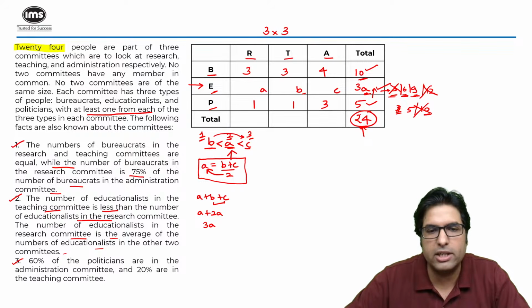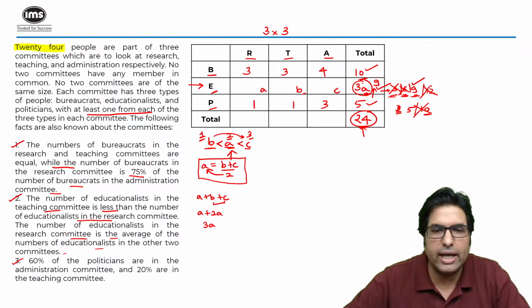So 24 minus 15, this 3a has to be equal to 9. It cannot be 6. So let me write 9 here. And because 3a is 9, you can easily calculate the value of a. 3 times a is 9. A has to be 3.